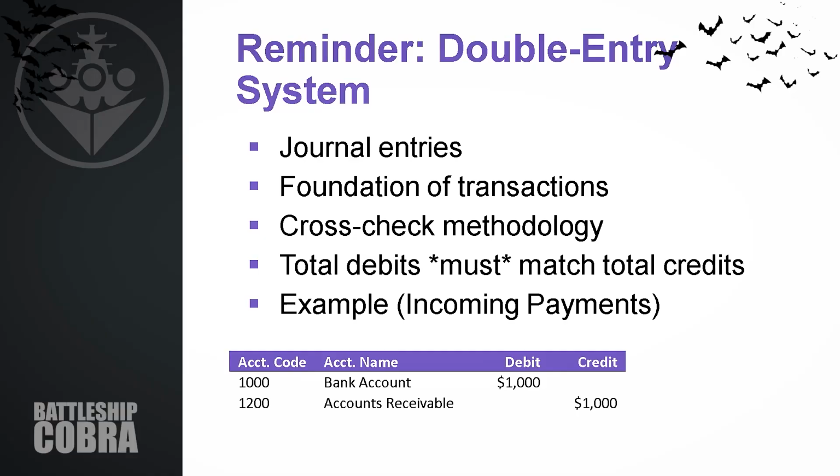Let's get started. So to remind everybody from the last video, we have the double entry system, which creates the basis of all transactions in SAP and in a general accounting system. SAP follows generally GAAP principles. So you have a double entry system that's comprised of journal entries. The journal entries affect one or more accounts. Those one or more accounts have to have a debit and a credit, and those have to be equal.